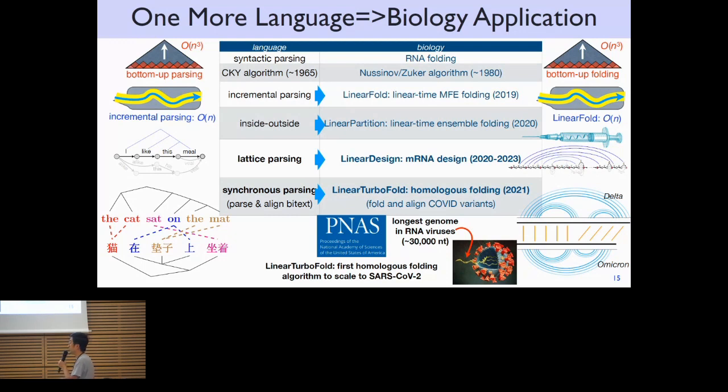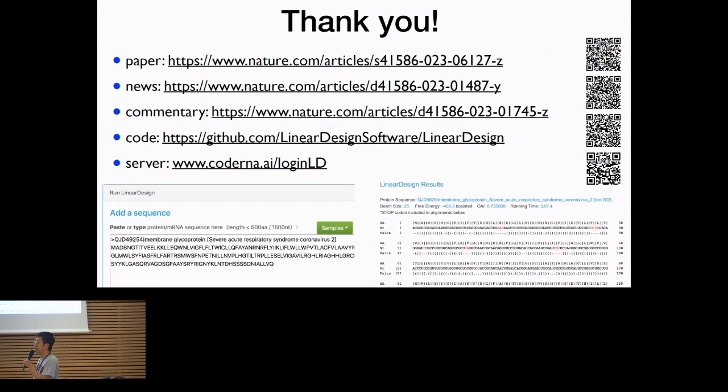We have the first homologous folding algorithm that can scale to SARS-CoV-2, because this is way too long. It's 30,000 nucleotides, the longest RNA virus known today. But our algorithm is so fast that we can work on such a big virus with global prediction, not just piece by piece or local prediction. Okay, so I'll just stop here, and you can read our news and try our server and code. Thank you very much.